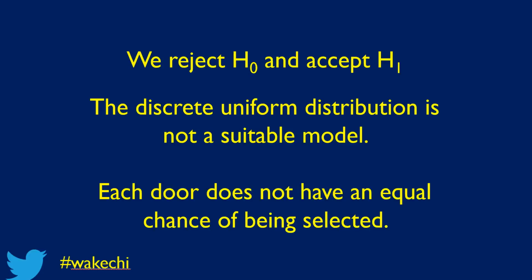So because we reject H0, we have to accept H1, that the discrete uniform distribution is not a suitable model, because of our goodness of fit test. Each door does not have an equal chance of being selected. Because if it doesn't fit this discrete uniform distribution model, it means every door does not have an equal chance of being selected. We've found that, at least from our observed data.